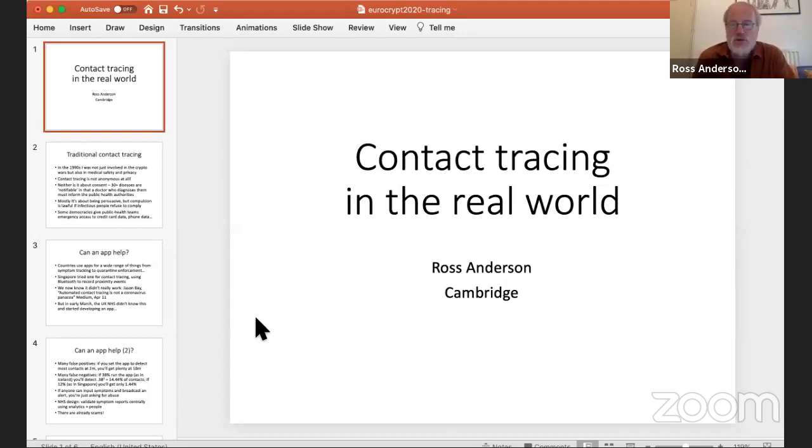Contact tracing in the real world is the name of a blog post that I put out on Easter Sunday, which was the day that our health minister announced this app. We'd known about it for a couple of weeks in advance, and it was announced prematurely in order to distract attention from an embarrassing leak that happened that day.